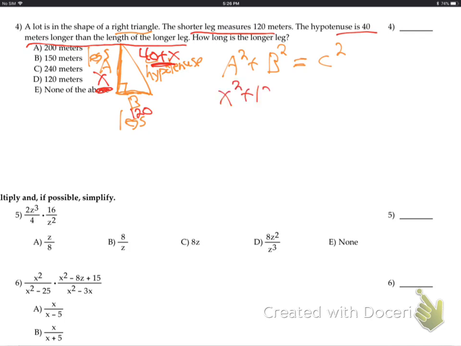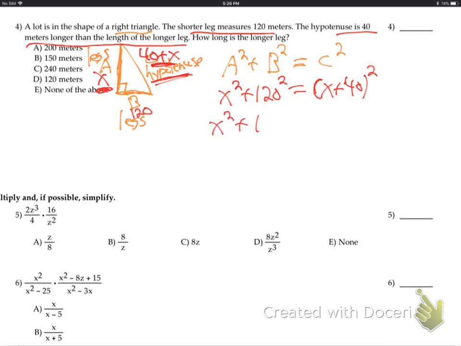x squared plus 120 squared is x plus 40 squared. See how that's working there? The C, the hypotenuse, has to be the one over here. It's the biggest, so the other two add up to equal it. It's the biggest. It's got to be the C. The A and the B, you could swap the order. You put the 120 first, then the x. Doesn't matter. All right, here we go.